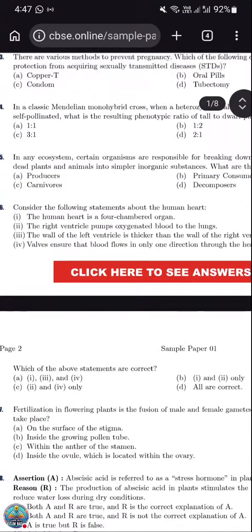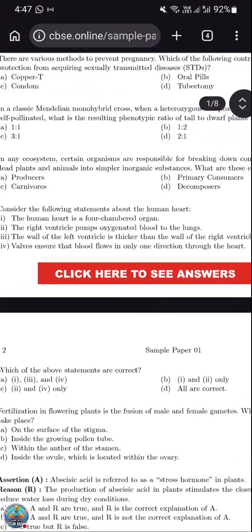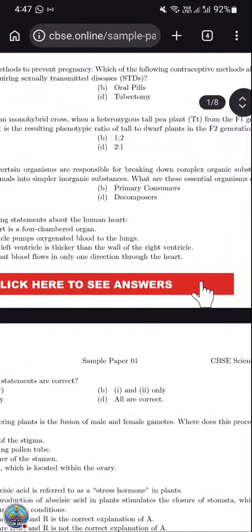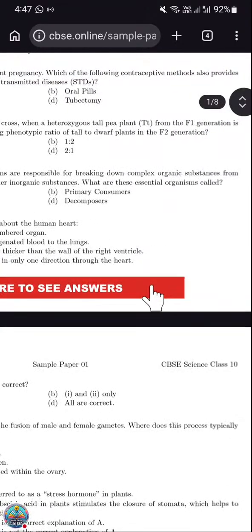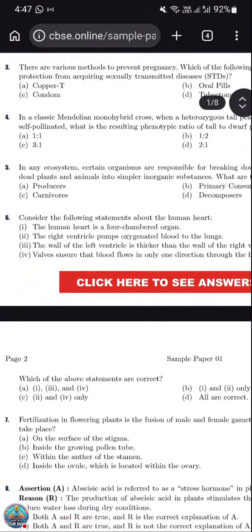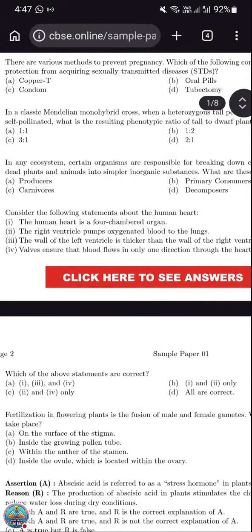Okay, next question. In any ecosystem, certain organisms are responsible for breaking down complex organic substances from dead plants and animals into simpler inorganic substances. What are those called? Option number D. Very good. Decomposers. Very nice.